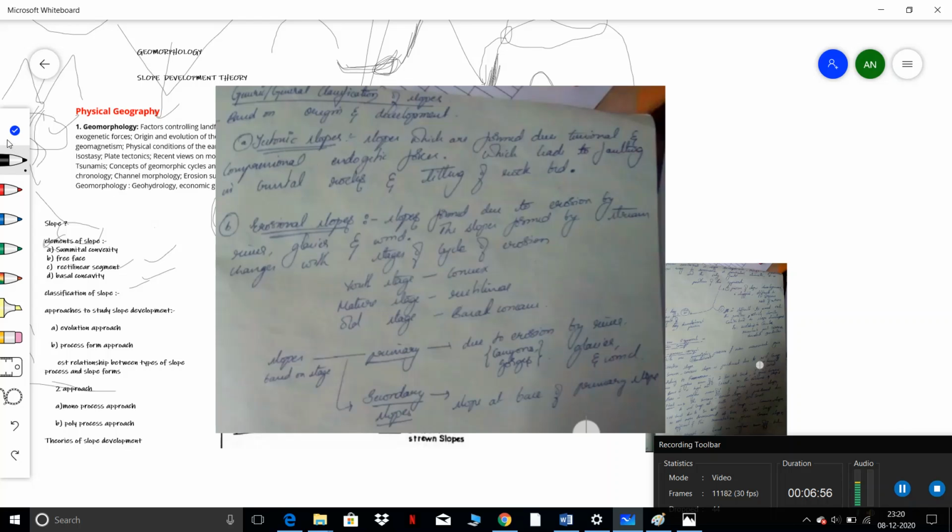Tectonic slopes are formed due to tensional and compressional endogenic forces. Let me demonstrate. Tensional surfaces: suppose this is a landform. We know that convectional currents come from deep inside the earth, and these particular landforms break.